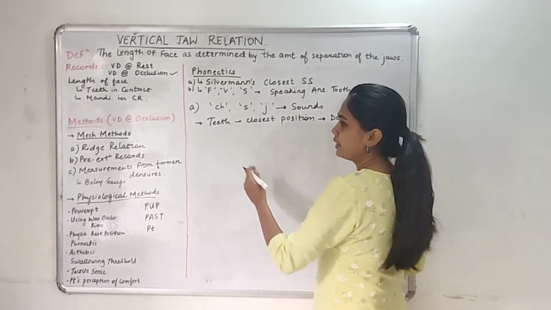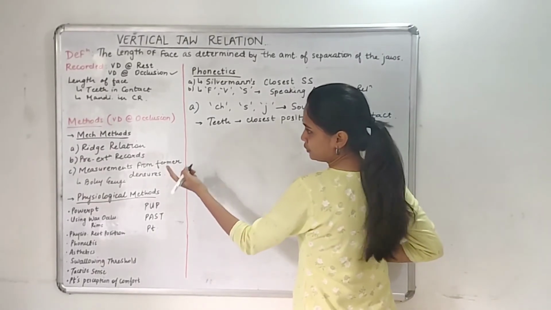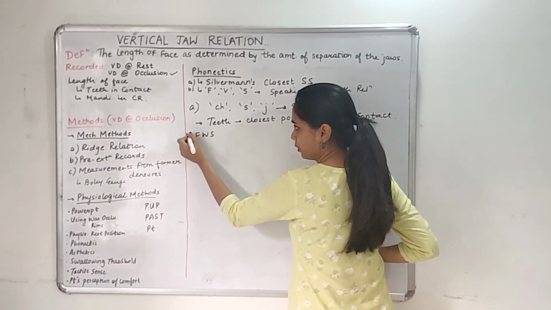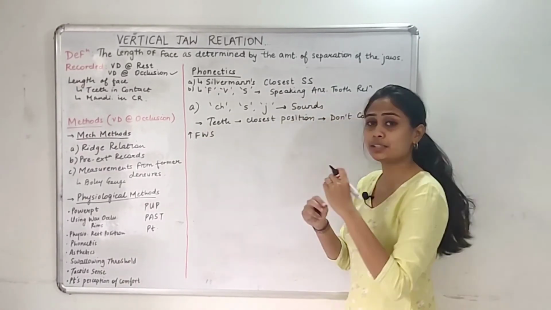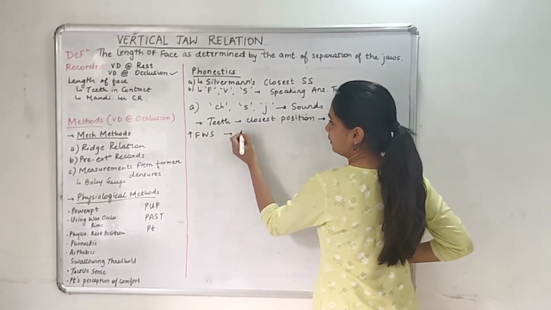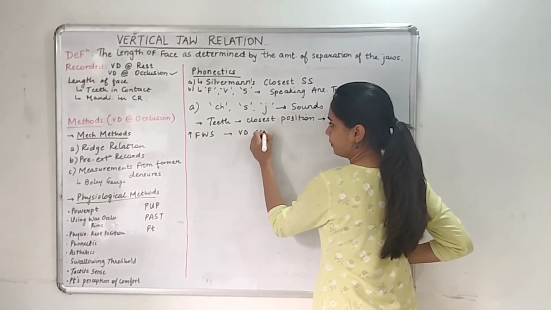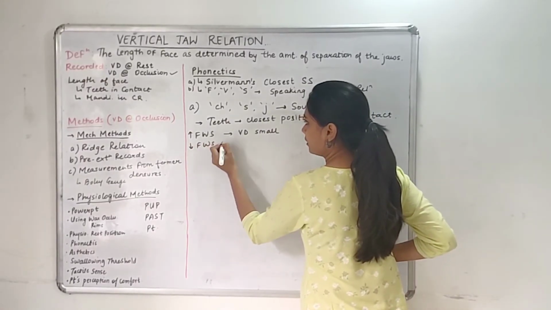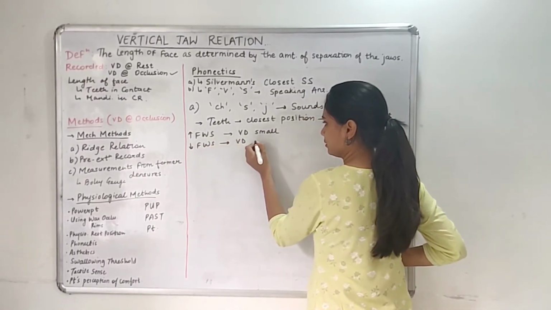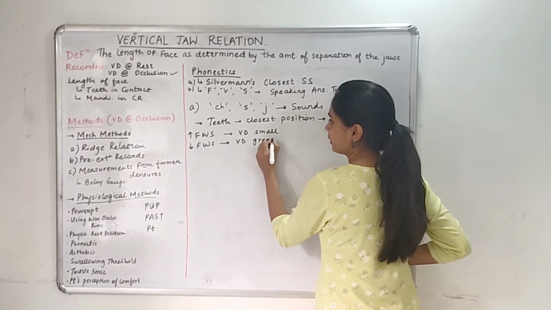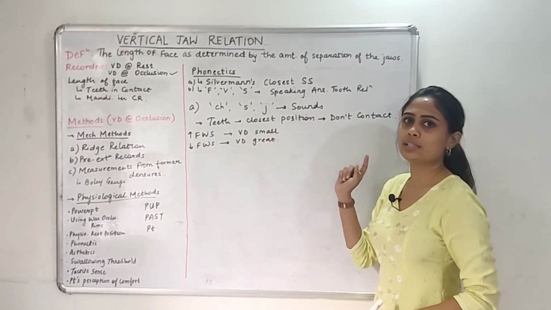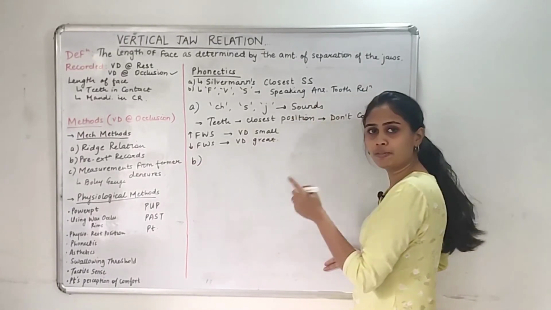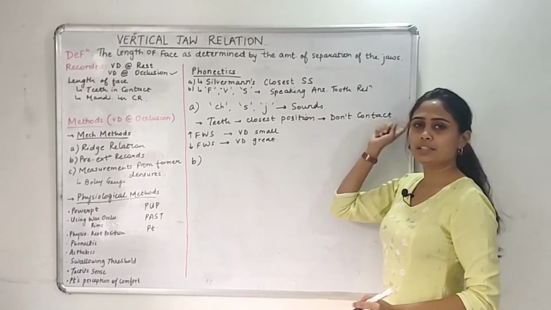Here, if the freeway space is more, or the teeth are not in contact and the space is too much, then VD is small. And if the freeway space is less, VD is too great. Okay. So that is about Silverman's closest speaking space. Next we'll see B, that is the FVS speaking anterior tooth relation.